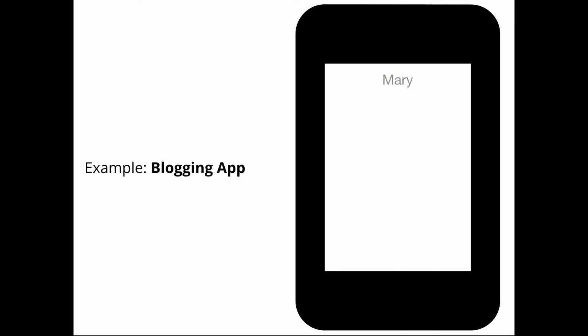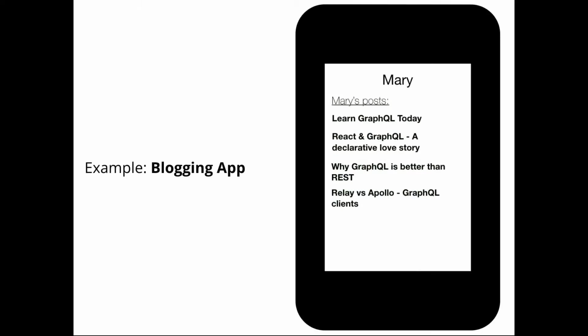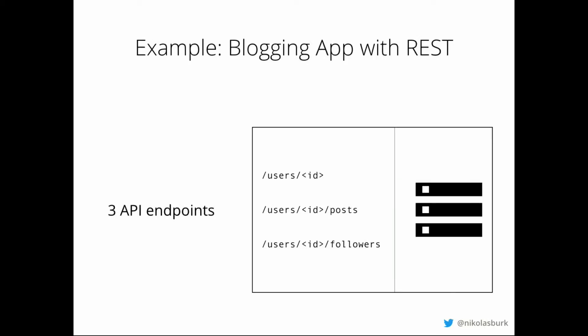So here is a simple profile screen for a blogging application, where on top of the profile screen, we want to render the first name of the user, then we want to display all the posts of that user, and finally, we also want to display the last 3 followers of that user. So this is what the profile screen looks like that we want to display. How would we tackle this situation with a REST API? With a REST API, we would typically have 3 different endpoints.